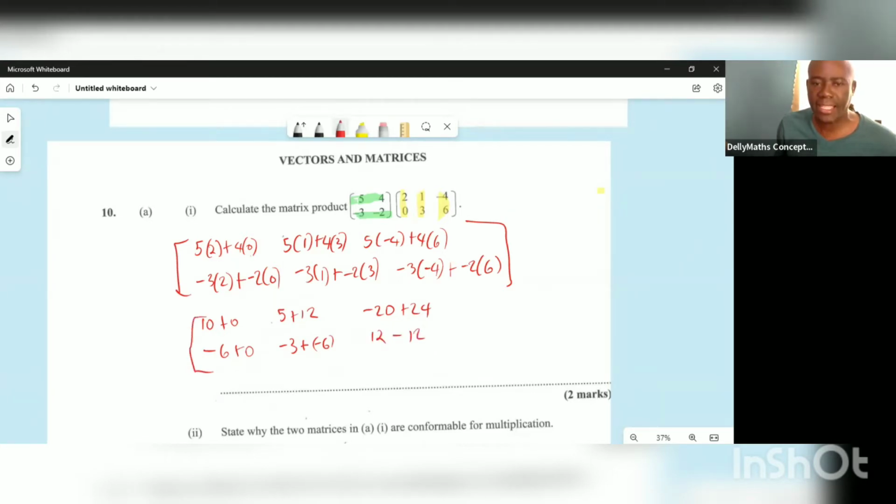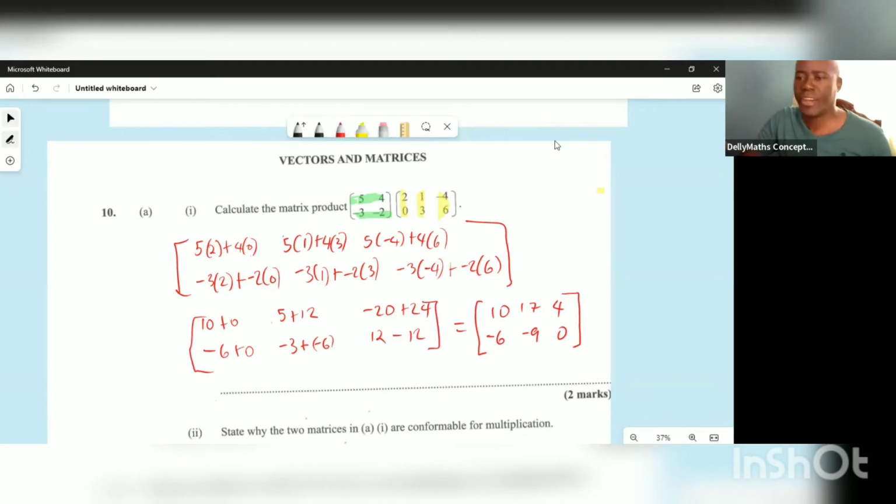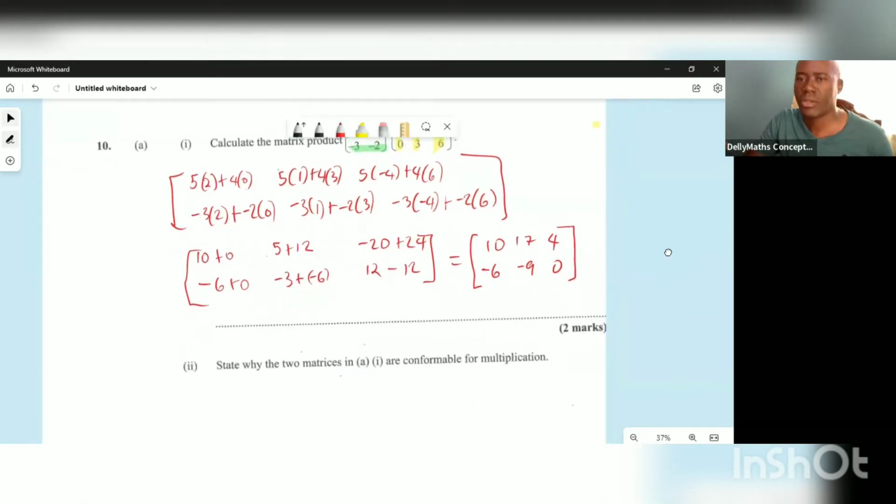So let's finally just wrap this up. My final answer is going to be 10, 17, 4, -6, -9, and 0. There it is, my matrix product. Those are the responses that we're expecting you to get for 2 marks.